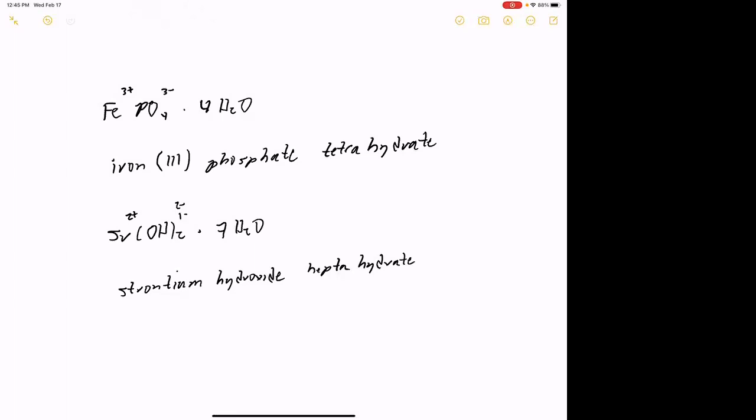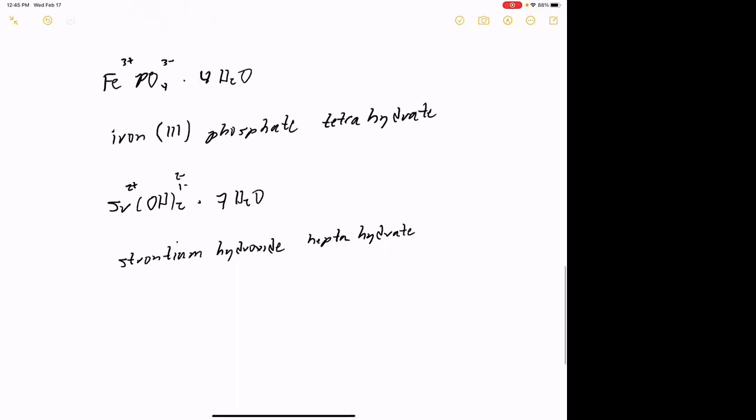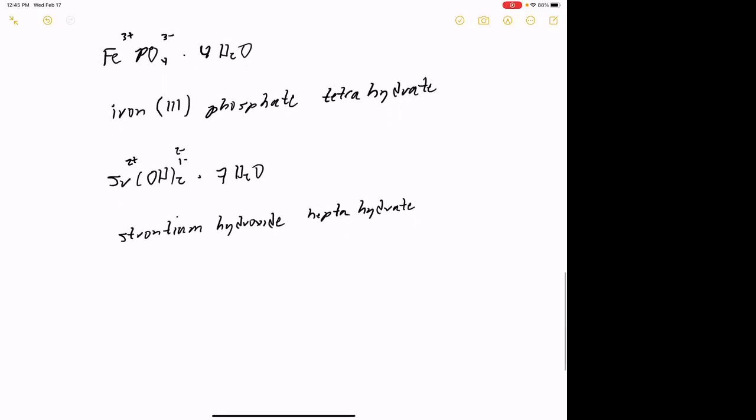Any other of those that you would like to go over? Can we go over number 6? Sure. Let me write down what we got there. That looks like it's barium hydroxide octahydrate. That's another good one. And we're going the other way this time, right? Octahydrate.